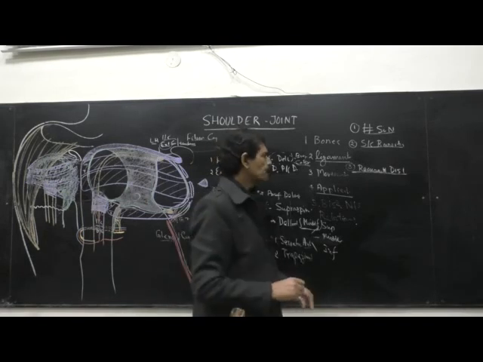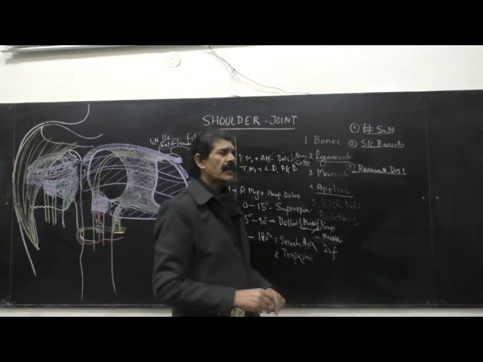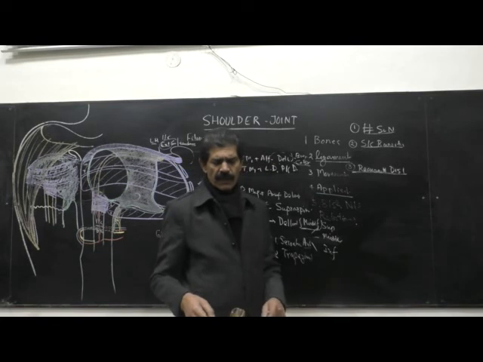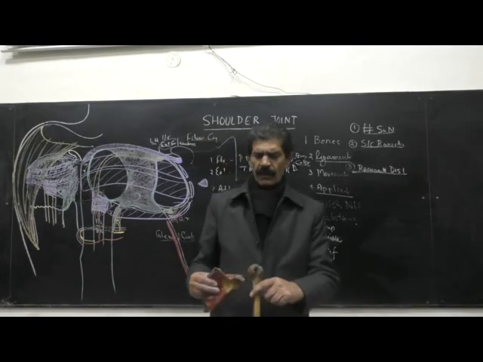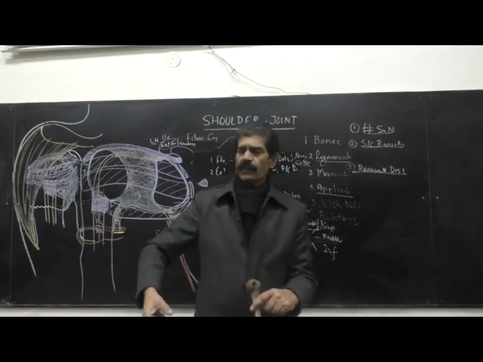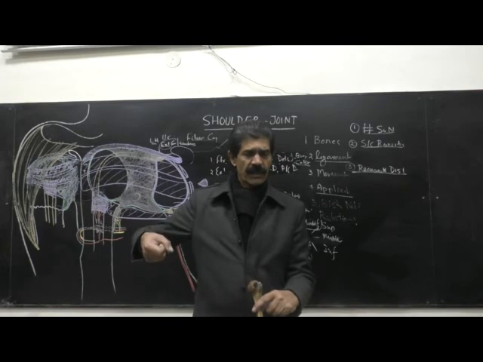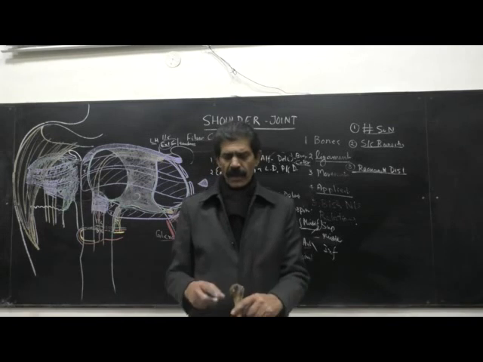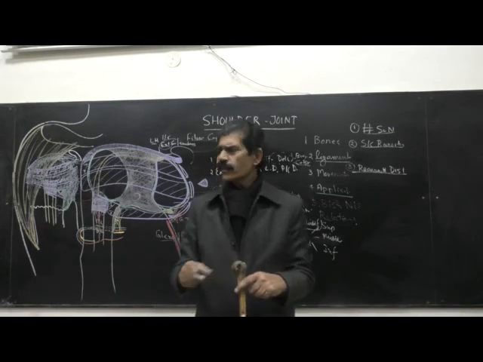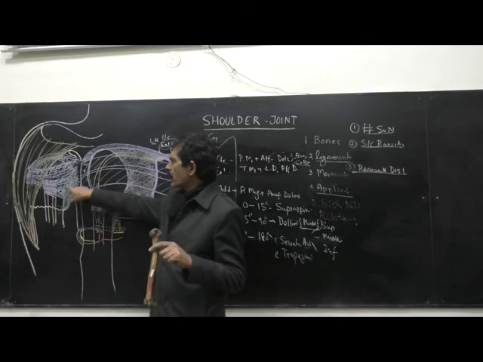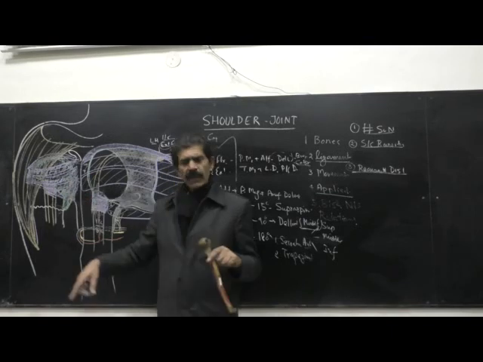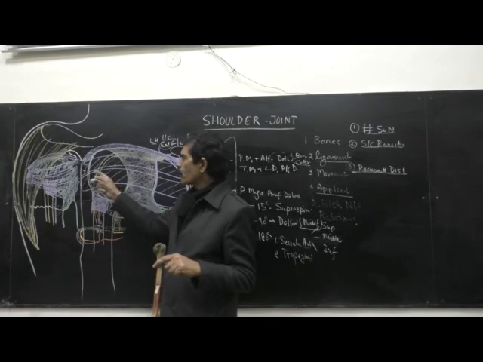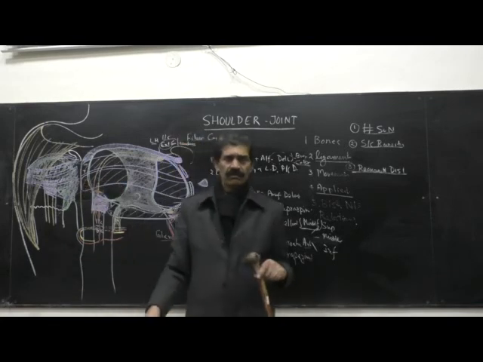So the recurrent dislocation is common because of the sudden lifting of some heavy weight. The patient is unable to lift it, and there is an inferior dislocation. So anterior dislocation is less likely because of the attachment of the various ligaments anteriorly. Posterior dislocation is also possible because posteriorly there is no ligament.